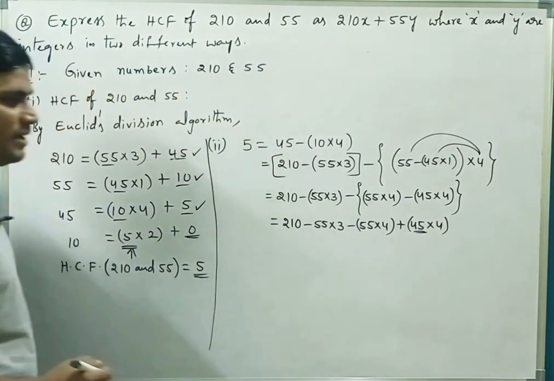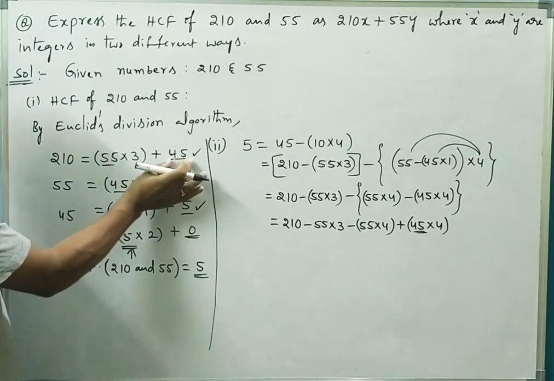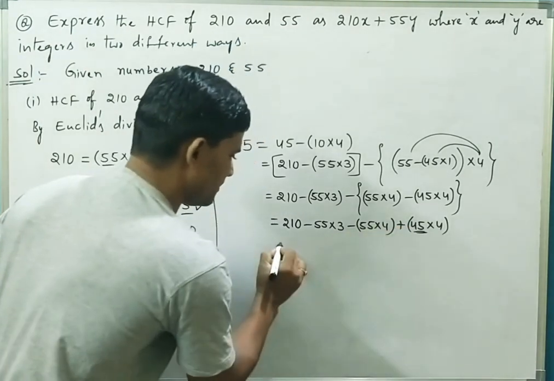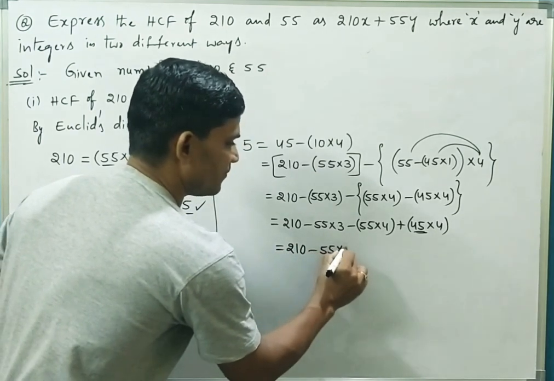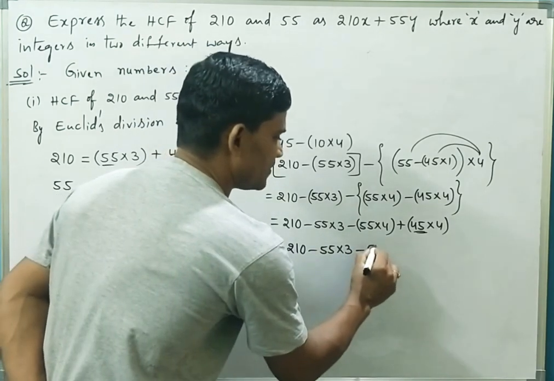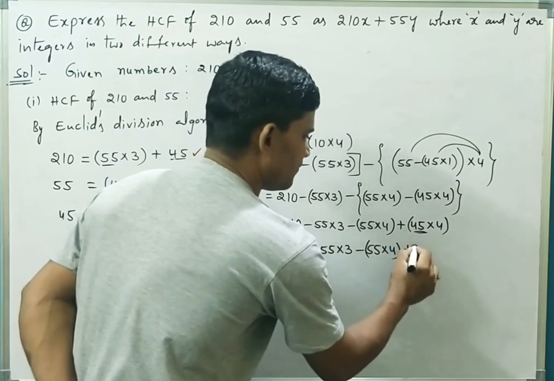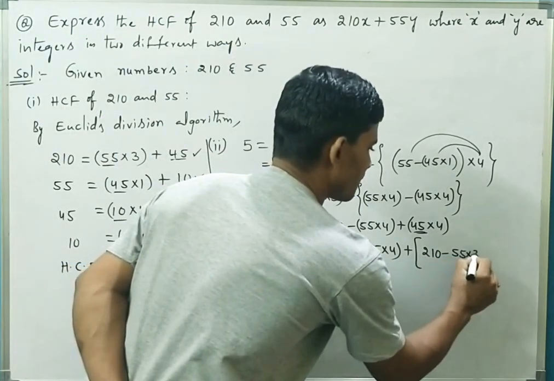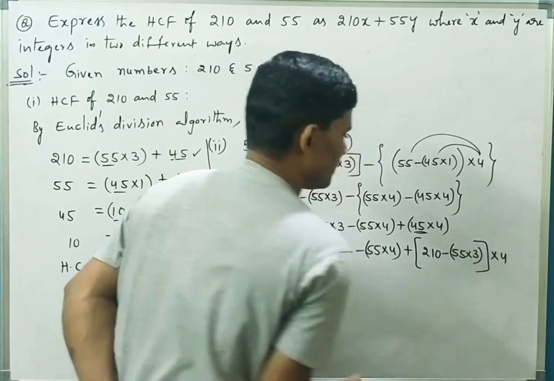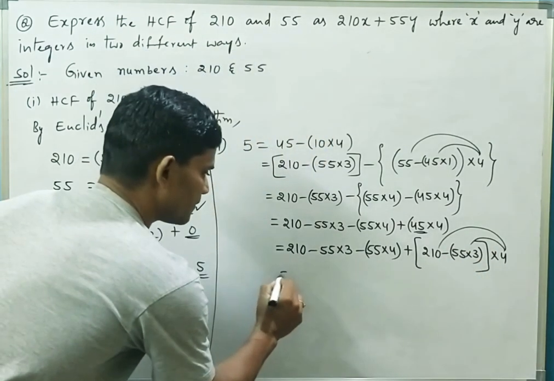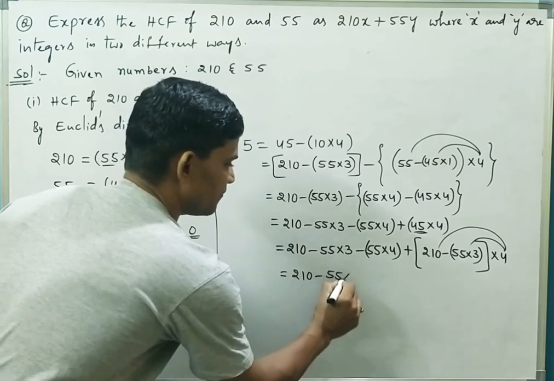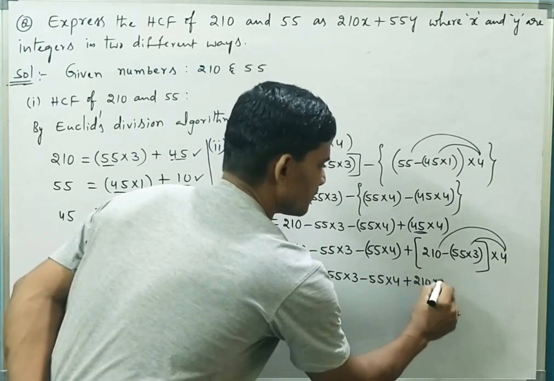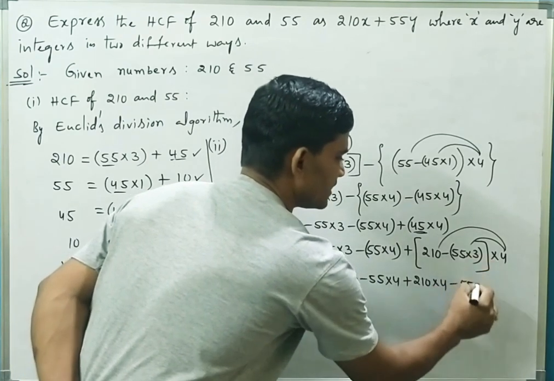Yes, you have to eliminate the 45. Again 45, see the 45 remainder in this equation. So 45 in terms of 210 and 55 is 210 minus 55 3 times. So let us again replace there. 210 minus 55 3 times minus 55 4 times plus, instead of 45, 210 minus 55 into 3, into 4, last distribution. So 210 minus 55 into 3 minus 55 into 4 plus 210 4 times minus 55 into 4 3s are 12.